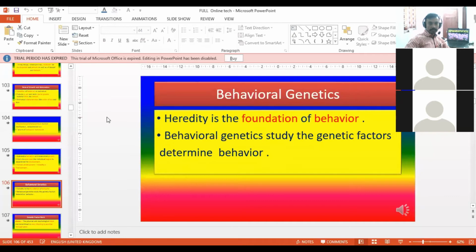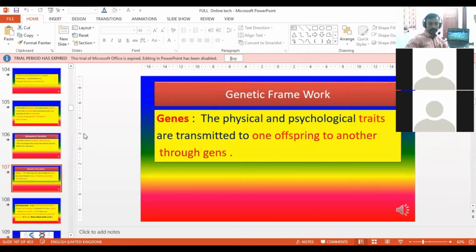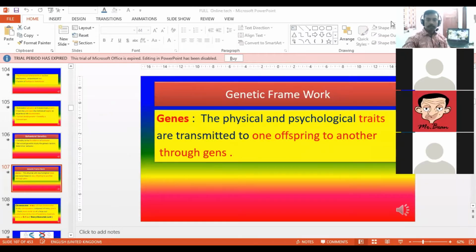Then behavioral genetics. Heredity is the foundation of behavior. Behavioral genetics studies how genetic factors determine behavior. Next, the genetic framework.